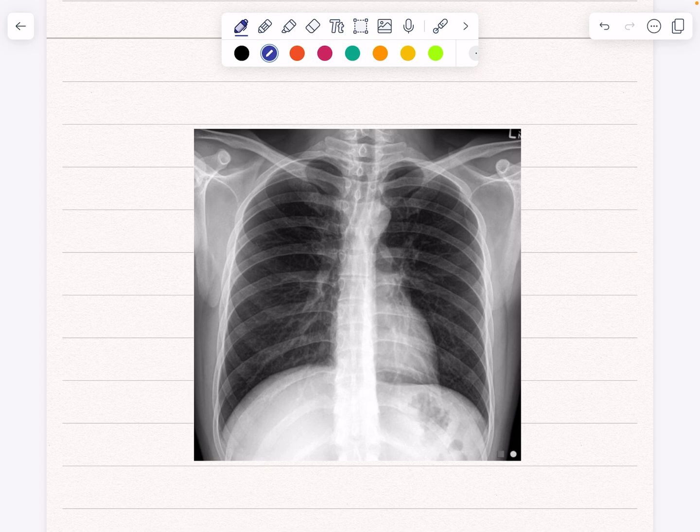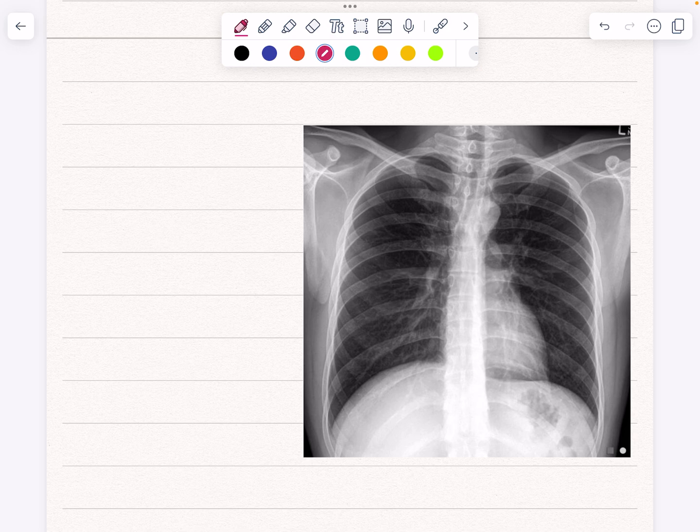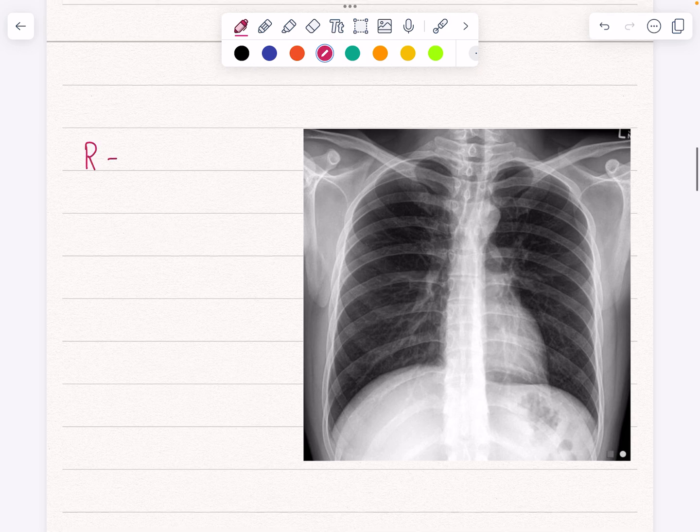So starting off, we'll assume that we've checked all the patient details, date of birth, hospital numbers and all that, and we'll just start off with RIPE. So in terms of rotation, the thing that we want to check are the medial aspects of the clavicles equal distance to the spinous processes.